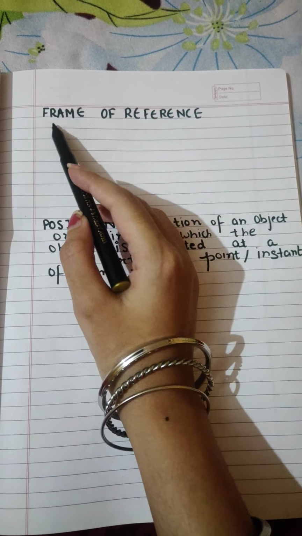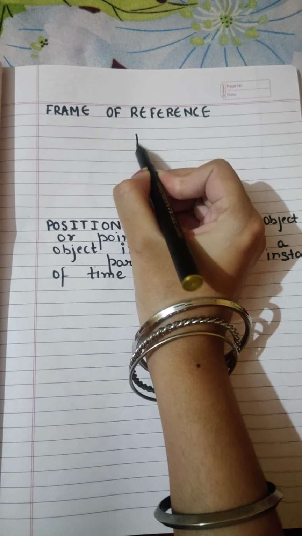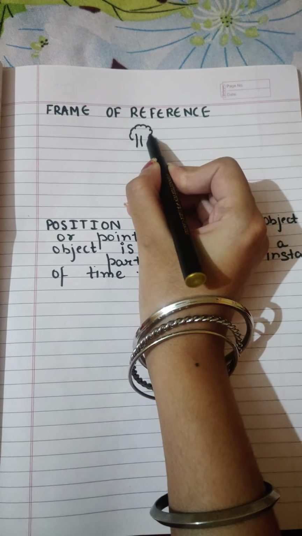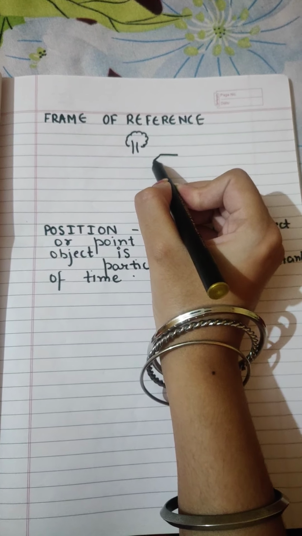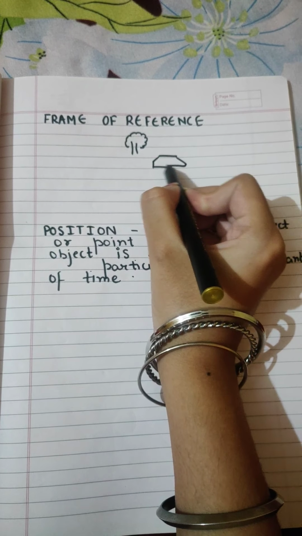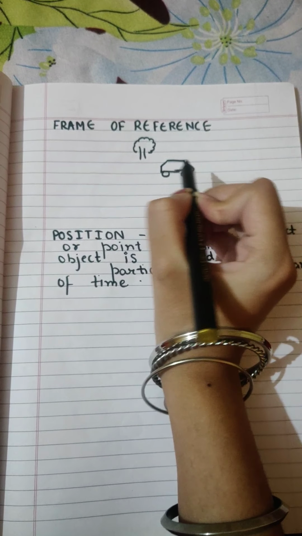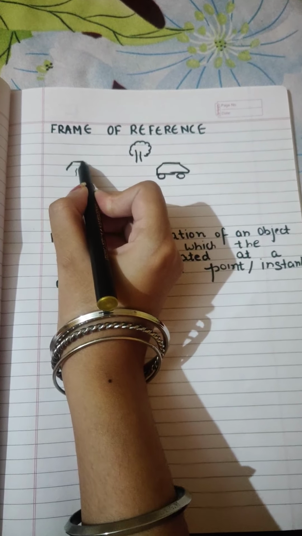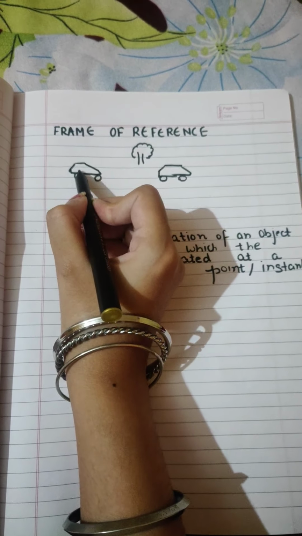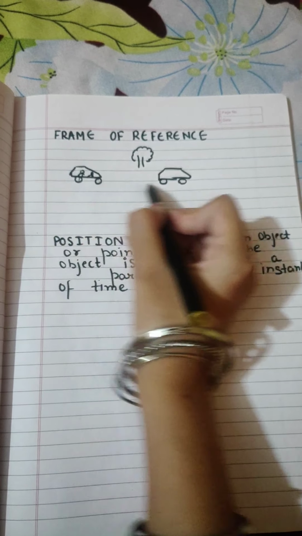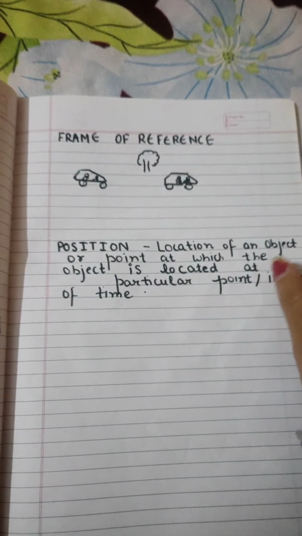Okay, so frame of reference. Let me think that this is a tree which is obviously at rest, and this is a car. Again, this is a car, these are different positions of that car, and there are two people sitting inside. So let's begin.